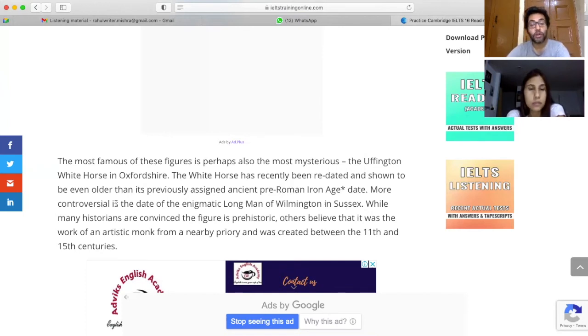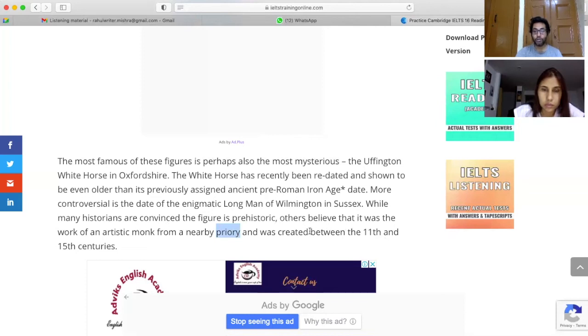What is more, controversy has arisen over the date of the enigmatic Long Man of Wilmington in Sussex. So this is another figure, and this also you can underline. Historians are convinced that it's a prehistoric figure. Many historians are convinced, but then there are others, just like there were many scientists and other scientists. Others think it was the work of an artistic monk from a nearby priory, created between the 11th and 15th centuries.